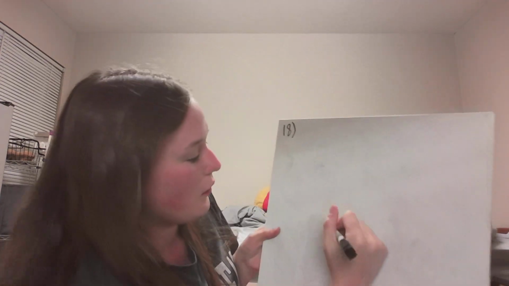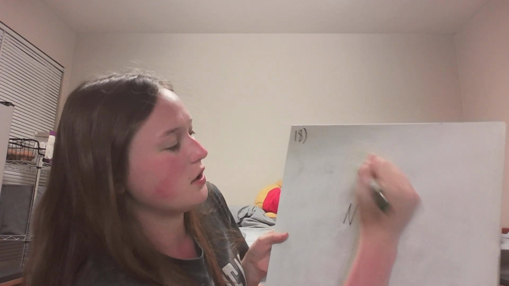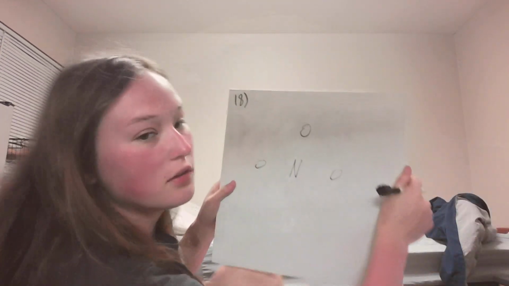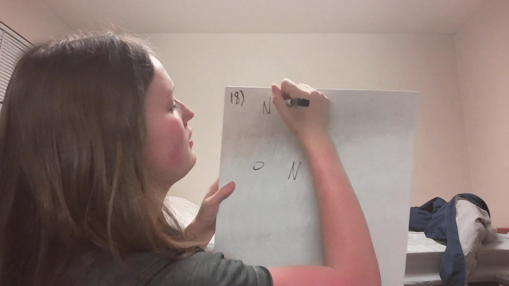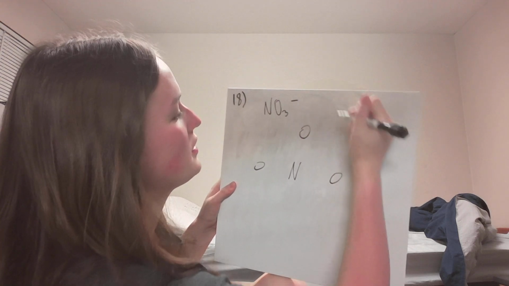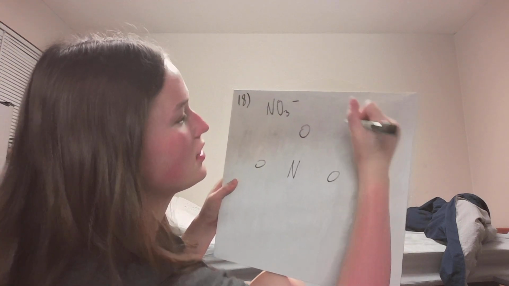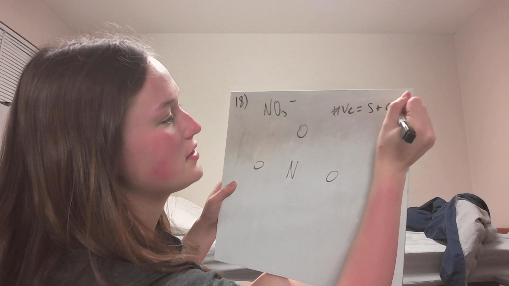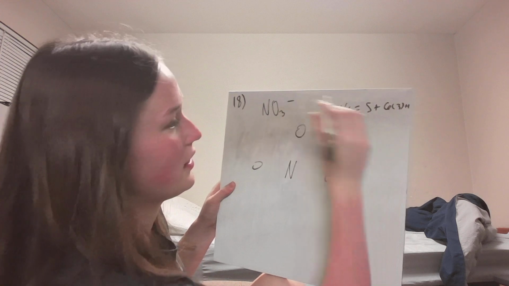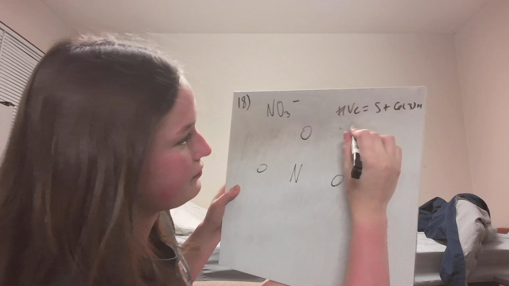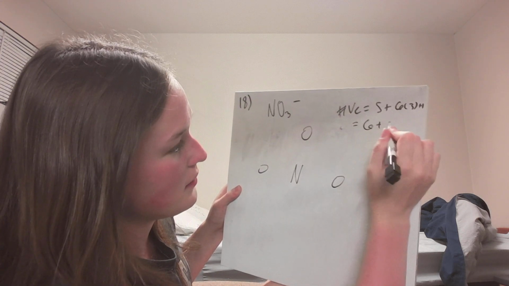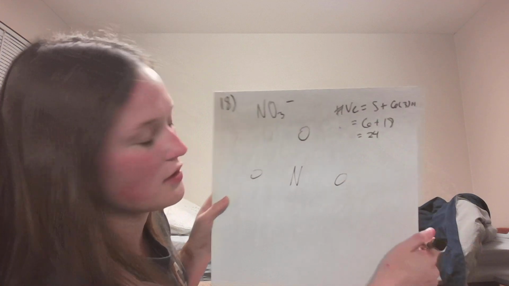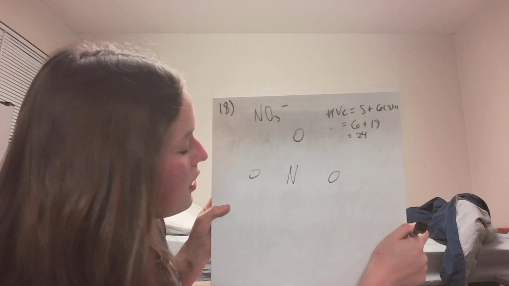So we're gonna have N right here, and O, O, O. Let's calculate the number of valence electrons for NO3-. Number of valence electrons equals 5 plus 6 times 3 plus 1 because of that negative charge. So we're going to get 6 plus 18, so we're going to get 24 valence electrons. Yay, guys!